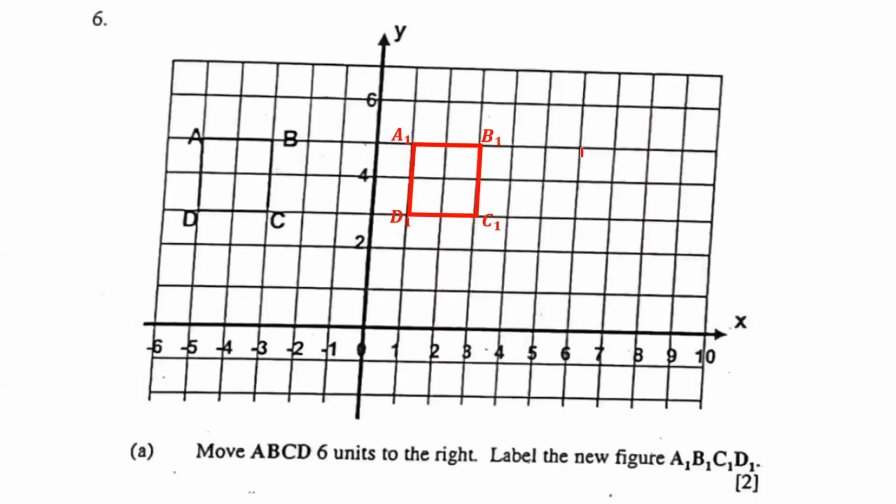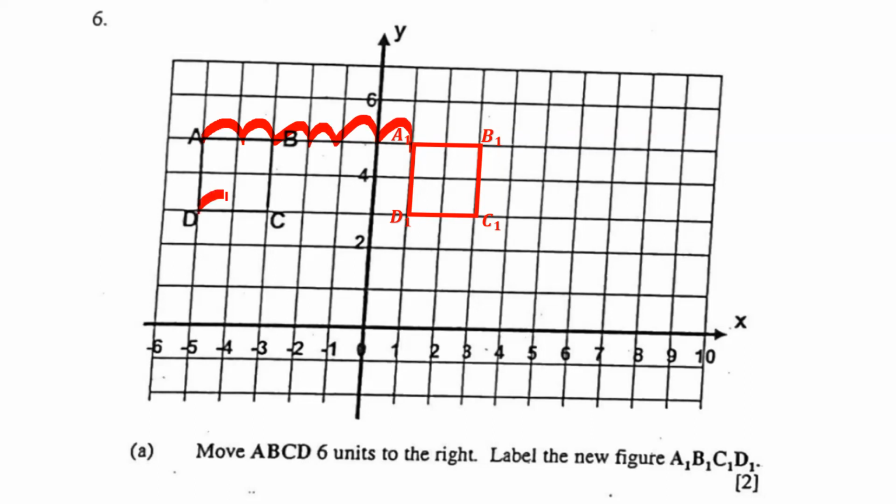Let's move on to question number 6. Here we have this question. It says move A, B, C, D 6 units to the right, and then label the new figure A1, B1, C1, and D1. And so we have to move each point over, each of the 4 points. Let's do that. So we have A, let's move that 6 points over. That's going to be 1, 2, 3, 4, 5, 6. So that's where A1 is going to be.